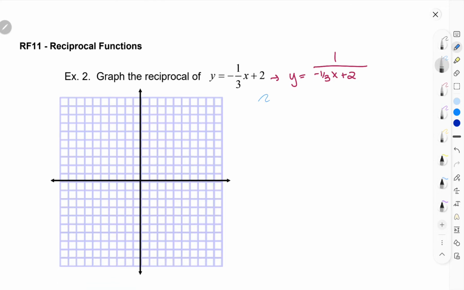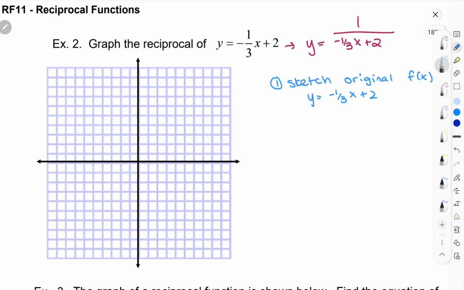What I'm going to do first is sketch my original function. Right? So for me, I'm going to graph y equals -1/3 x plus 2. Just that nice linear function. Because that's going to help me make sure I know what my reciprocal function looks like. I don't need both, right? I don't need to draw this line to be able to draw the other one. It's not part of the same graph, but it can help me sketch it.